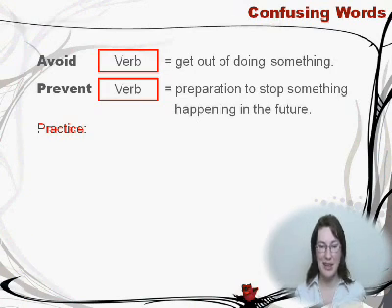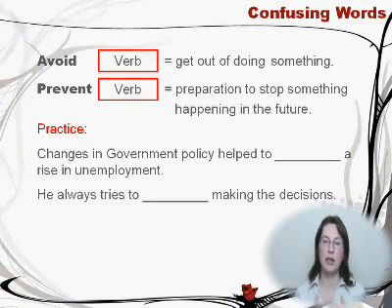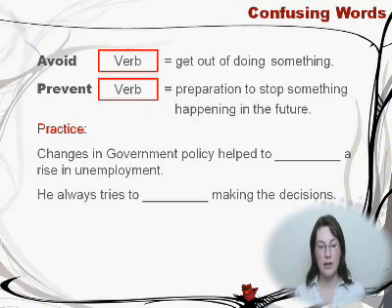Okay, let's do some practice. Two sentences here. Changing government policy helped to blank a rise in unemployment. He always tries to blank making the decisions. Now in both cases you'll need the verb, because avoid and prevent are both verbs. But you'll need to think about the meaning. So, changes in government policy. This is something you're doing to bring into action a change in the future. So you're preparing for the future. So we can say that the changes in government policy helped to prevent a rise in unemployment.